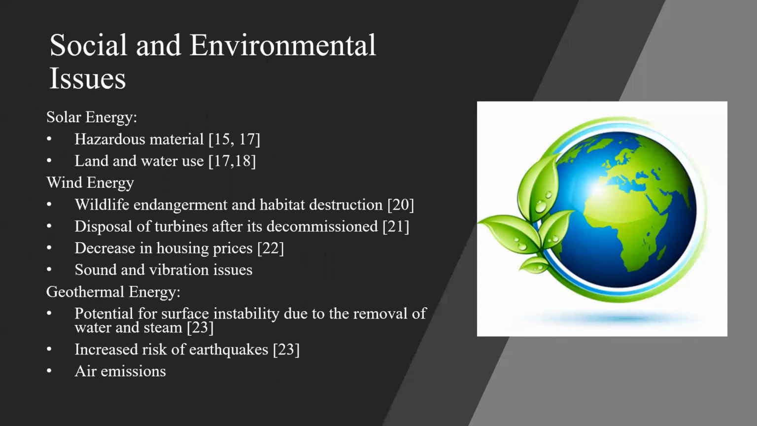So there are social and environmental considerations that need to be accounted for in each of these systems. For the solar, there are hazardous materials, and chemicals such as nitrogen trifluoride and sulfur hexafluoride have been traced back to the production. Also, the disposal of these panels can be bad for the environment if they are damaged after being decommissioned, as these chemicals can leak into the ground.